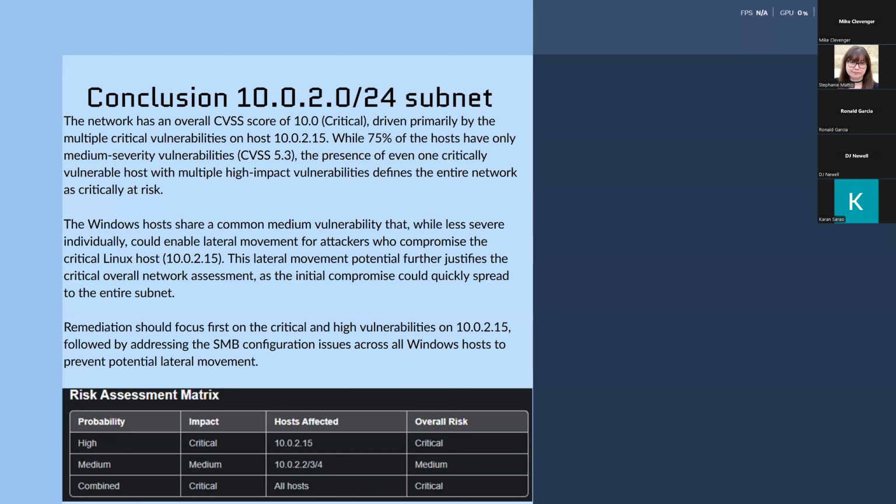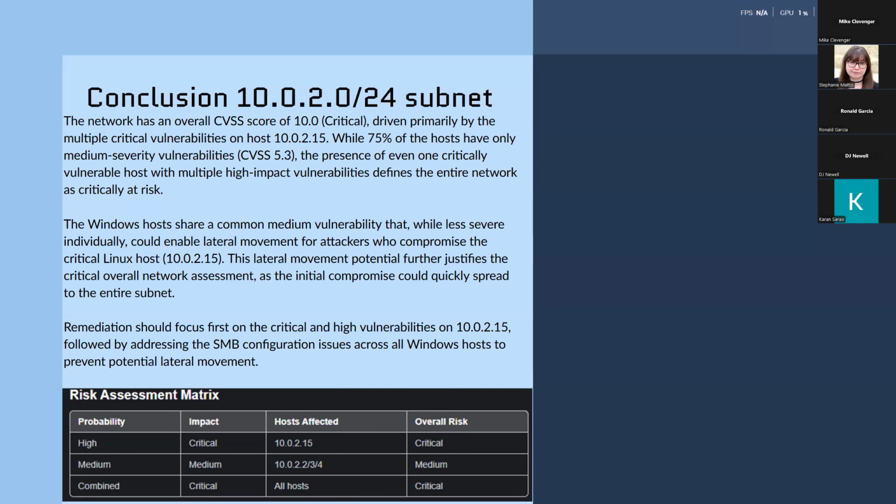The Windows hosts share a common medium vulnerability that, while less severe individually, could enable lateral movement for attackers who compromise the critical Linux host, .15. This lateral movement potential further justifies the critical overall network assessment, as the initial compromise could quickly spread to the entire subnet.